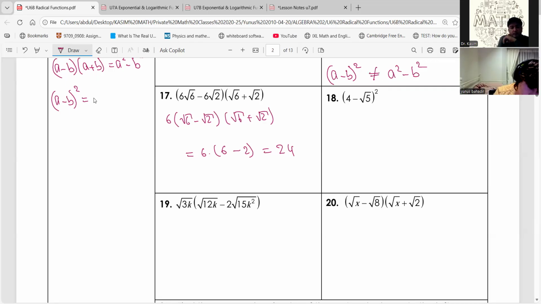A squared plus 2ab... A squared minus 2ab... Oh, a squared minus 2ab plus b squared. If it is plus, at that time it is plus. Okay. Just using this one, expanded A squared.